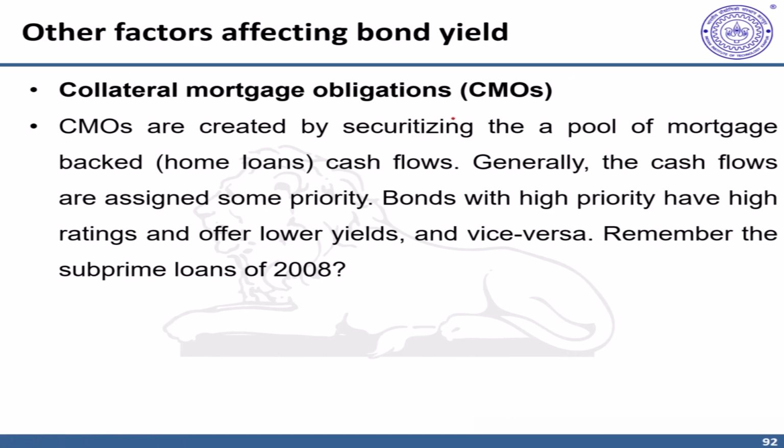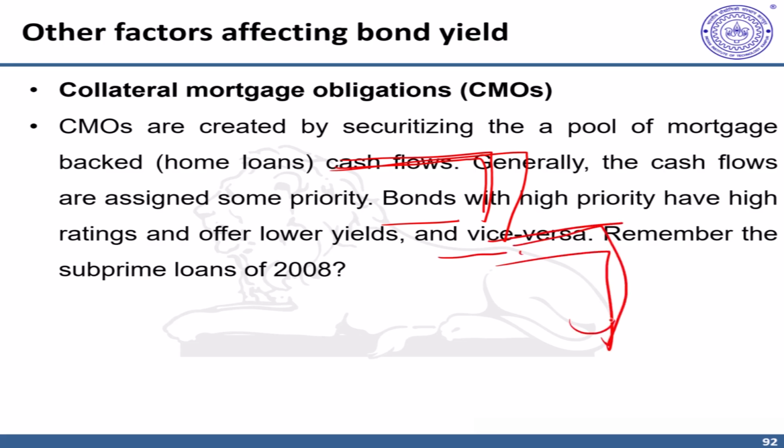Lastly, there is another very interesting instrument called collateralized mortgage obligations. Such bonds are created by securitizing the pool of mortgage-backed cash flows in an economy. For example, you can assign these cash flows based on some kind of priority, like a waterfall structure. So when the cash flow comes, a certain set of top rated bonds will be given the first priority. Then once these initial priorities are paid, the remaining cash flow will go to the next priority bonds and so on. So the bonds that get earlier priority are rated higher.